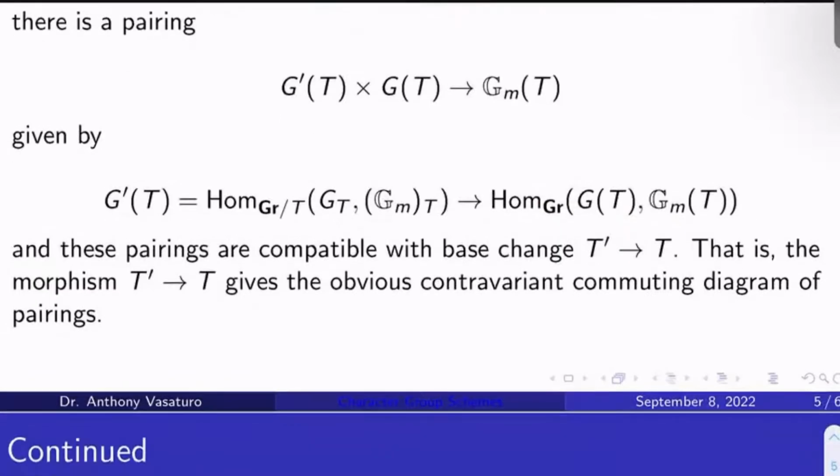And this pairing is compatible with base change from T prime to T. What I mean by that is the morphism T prime to T gives the obvious contravariant commuting diagram of pairings. So draw out this pairing, acknowledge there's a map from T prime to T, and make the obvious diagrams. Those are the diagrams that we want to commute.